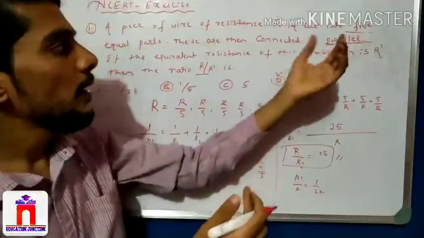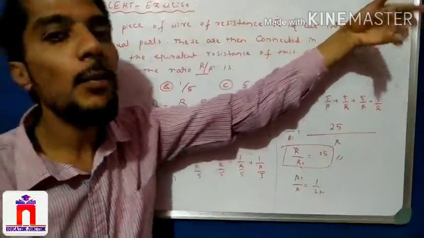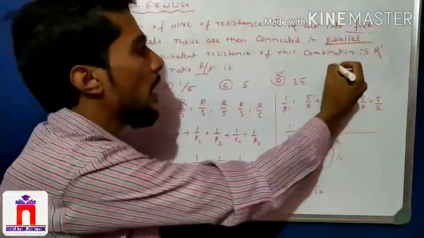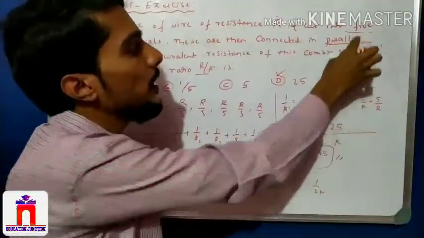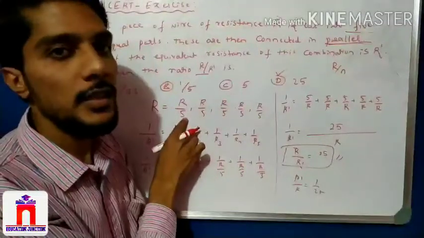That is, when a resistance R is cut into N number of pieces, each piece is nothing but R by N. Here N is the number of pieces: 5 means 5, 6 means 6, and 7 means 7.